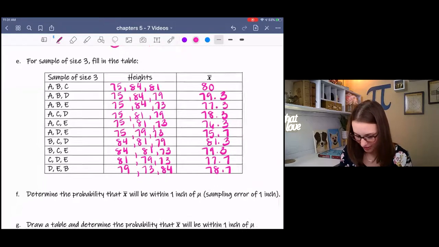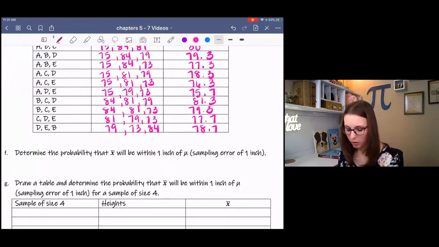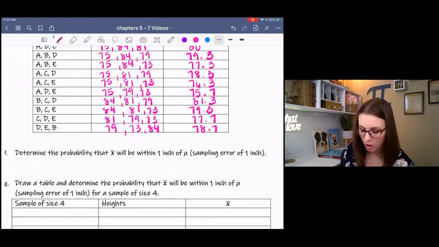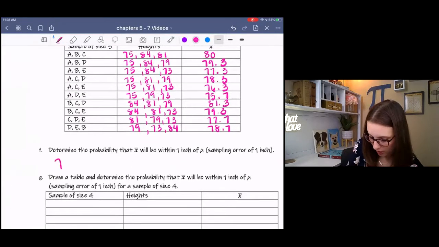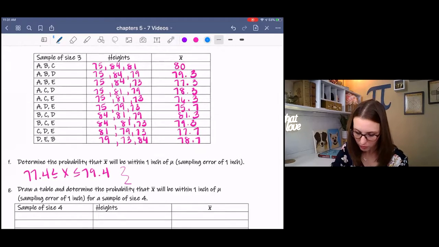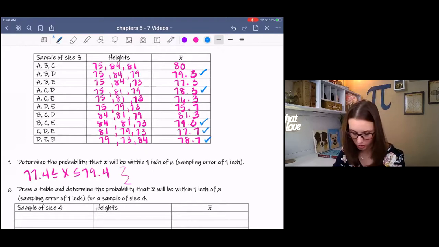So let's go down here: determine the probability that X bar will be within 1 inch of the population mean, which is a sampling error of 1 inch. Remember that that puts us between 77.4 and 79.4. So we're going through and seeing how many of our sample means are within that range. Too high. Too low, that's good. Too low, too low, too high, that's good. That's good, that's good. Make sure.